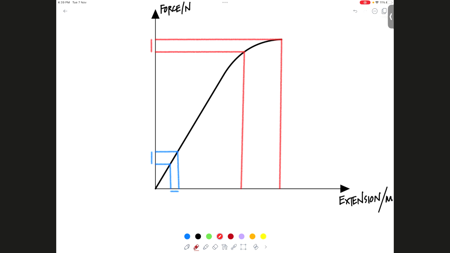Because many times in the exam they swap force and extension, and students get confused. Should it go up or should it go down? Check whether the material undergoes more deformation for the same amount of force or not. If it does, that tells you your y-axis is force and x-axis is extension. I'll add notes to this, but I hope you understand this.